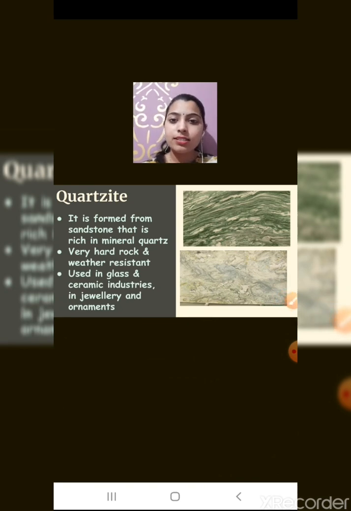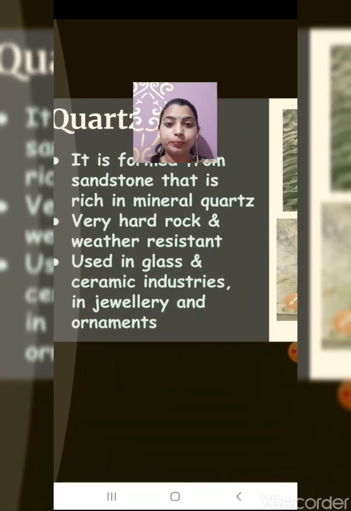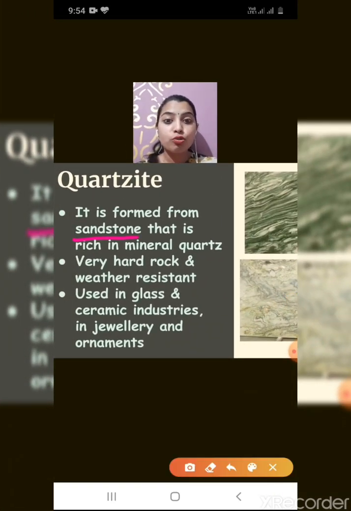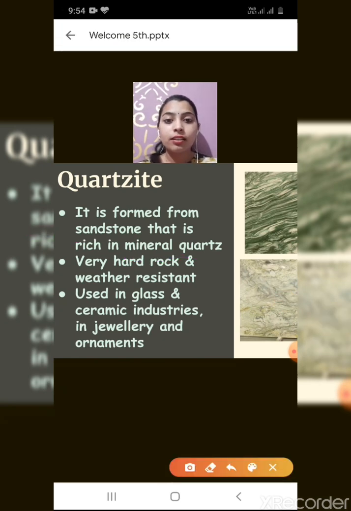Now next is quartzite. See the picture. It is also having stripes. It can be of many colors. Now we study. It is formed from sandstone. It is formed from sandstone that is rich in a mineral. Which mineral? Quartz.